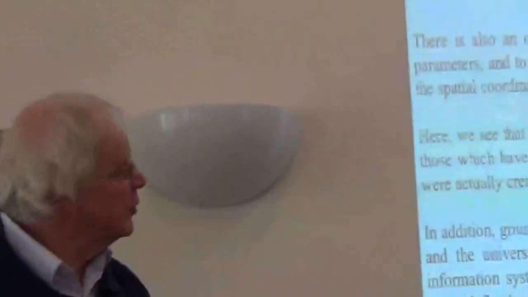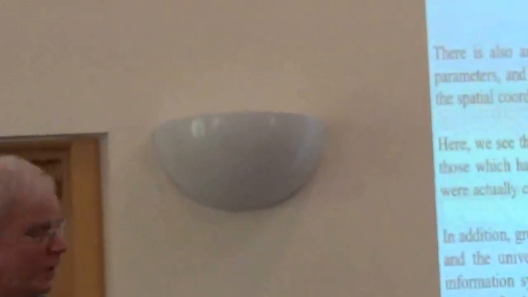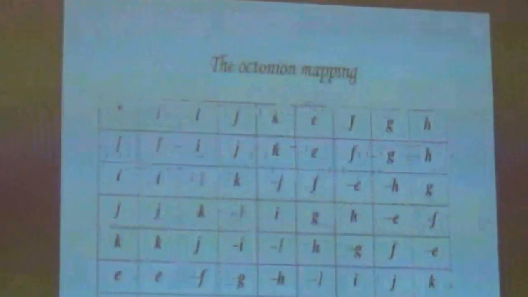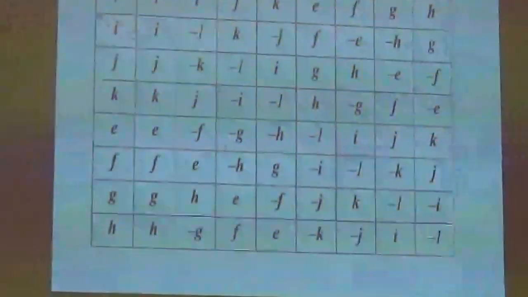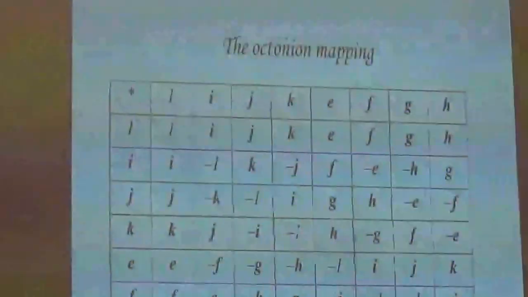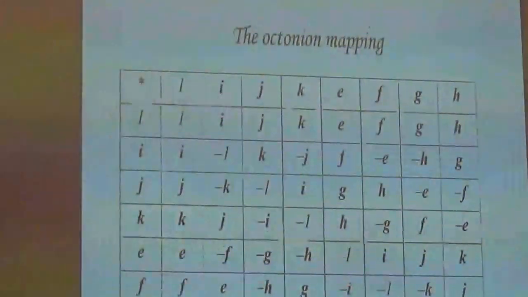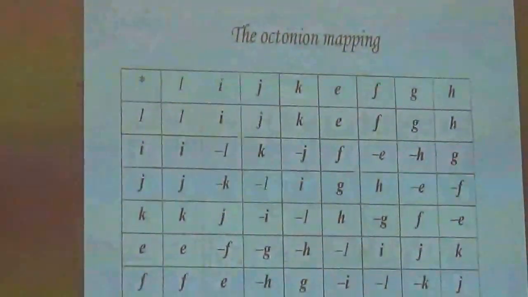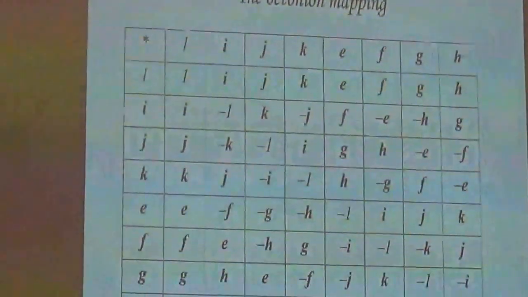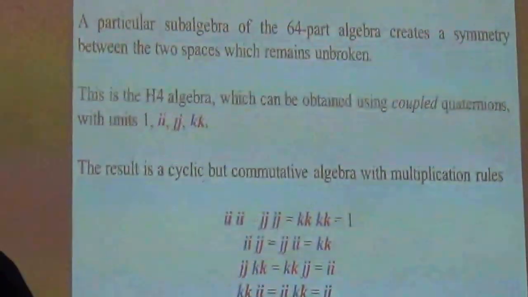I'm saying you can also do an octonion mapping. I'll show you the octonion mapping. If I do that, then it has the structure of an octonion. However, everything that's non-physical in the octonion becomes those things that are anti-associative. So all the problems you have with octonions turn out to be non-physical objects.